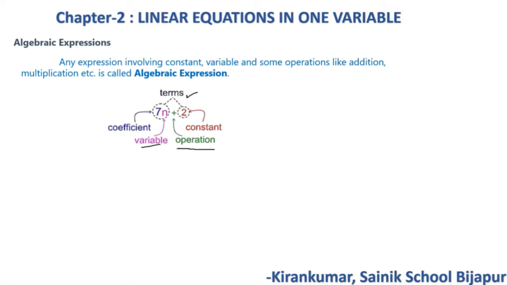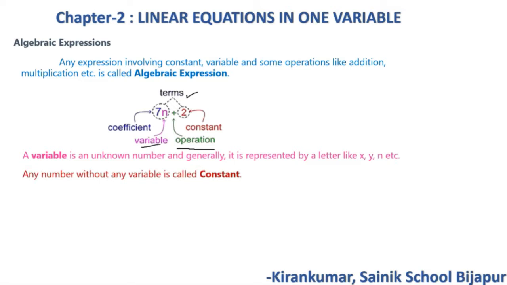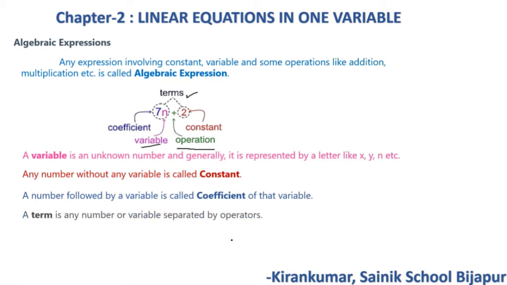A variable is an unknown number, and generally it is represented by letters like x, y, n, etc. Any number without any variable is called constant. A number followed by a variable is called coefficient of that variable. A term is any number or variable separated by operators. Here plus sign is an operator.